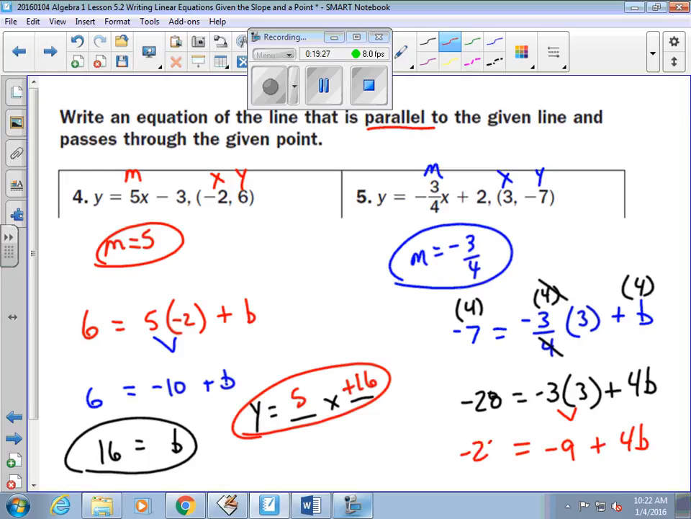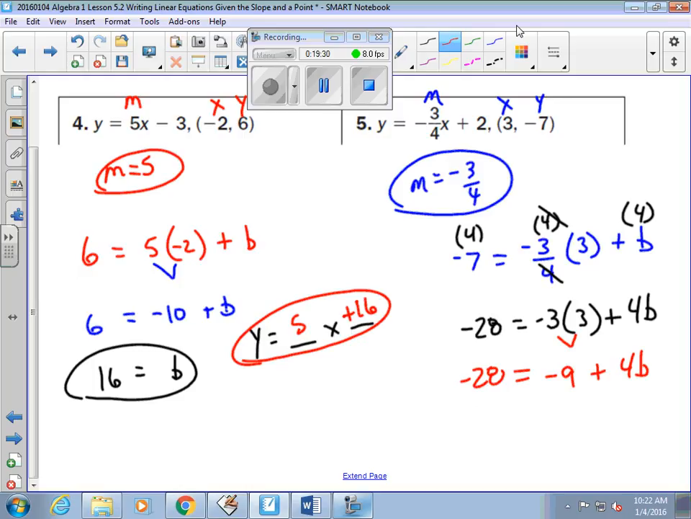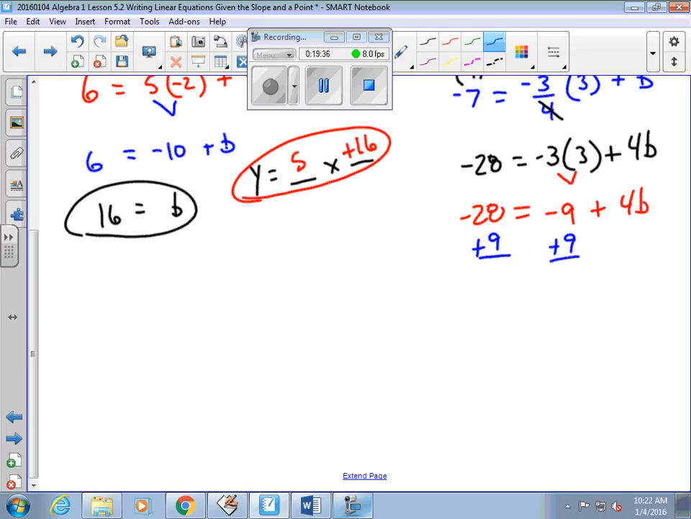equals negative 28. Then get rid of negative 9 by adding 9 to both sides. Opposite signs there, subtract them. 28 minus 9 is 19, and keep the larger absolute value. 4b is equal to negative 19. Divide by 4 on both sides. b is negative 19 over 4.